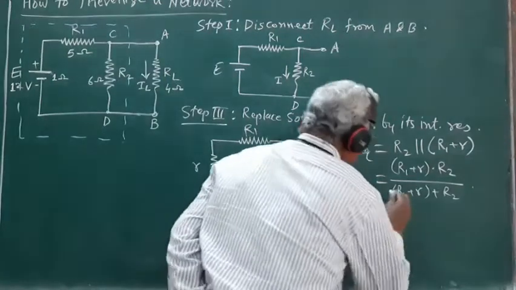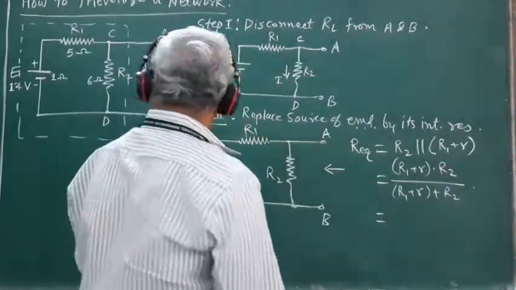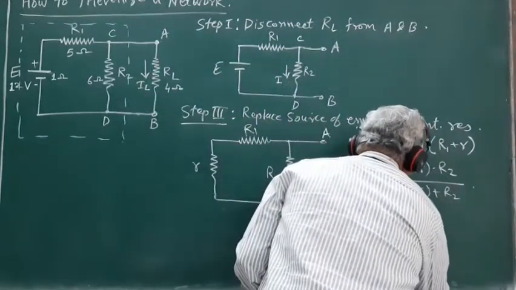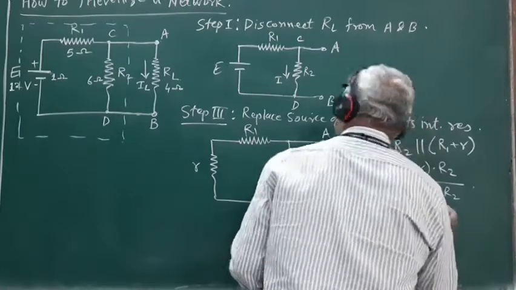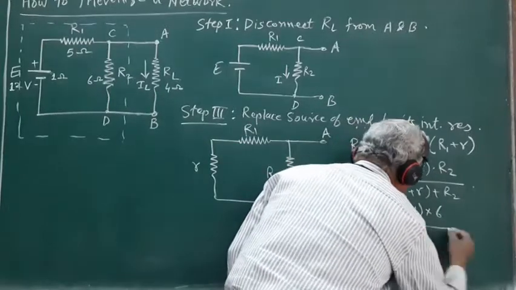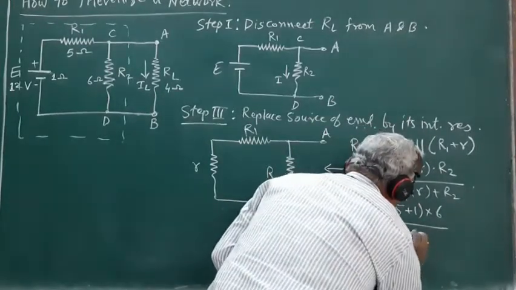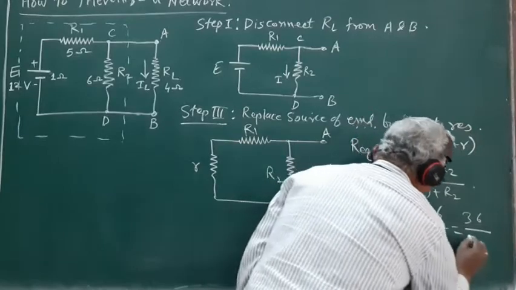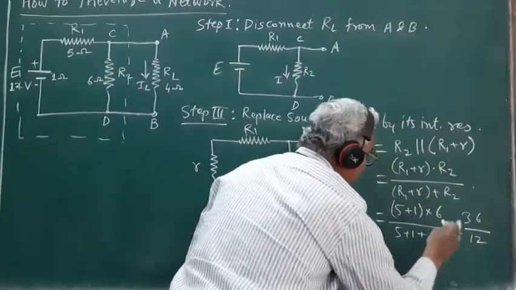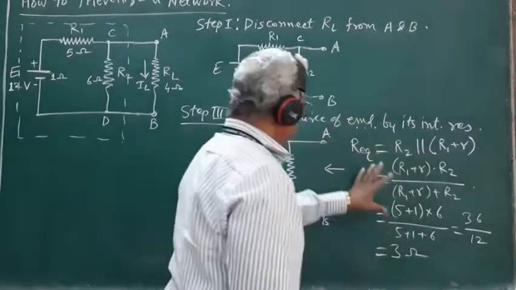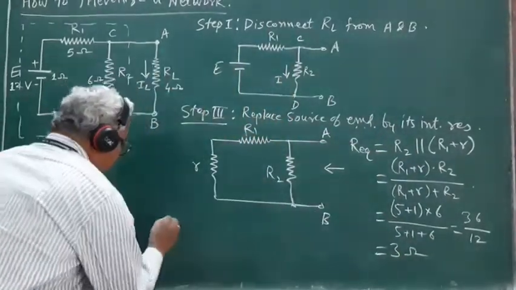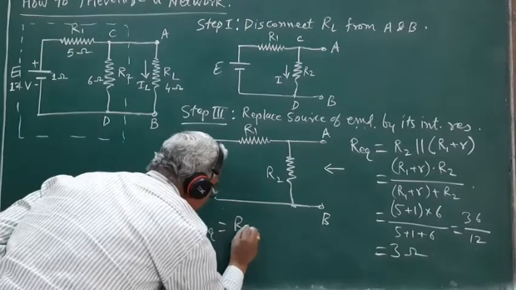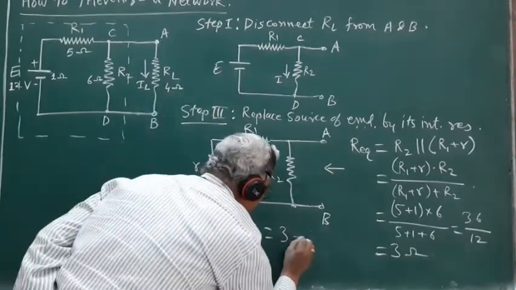So using the values of R1, R2 and small r here, what we get is R1 is 5 ohm plus small r is 1 ohm multiplied by R2 is 6 ohm divided by 5 plus 1 plus 6. So this is 36 by 12. So this one is equal to 3 ohm. So R equivalent works out to be equal to 3 ohm, and this R equivalent is nothing but equal to the value of RTH. Thevenin equivalent resistance works out to be equal to 3 ohm.